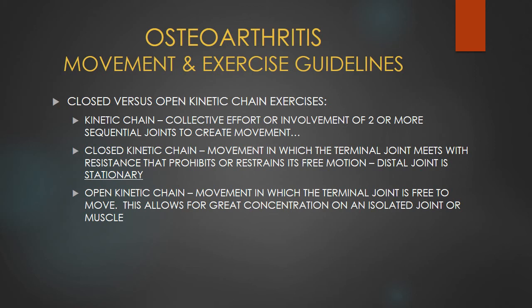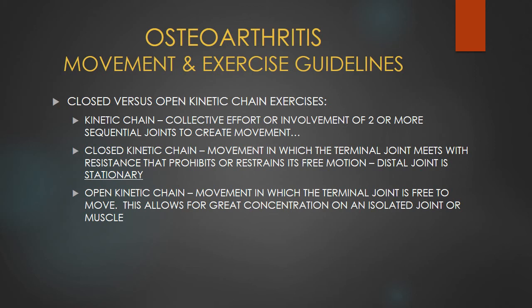And any alteration of any one of those articulations disrupts the function of the kinetic chain and creates more stress on one or more sequential joints in the chain. Well, when we refer to a closed kinetic chain, we mean that the terminal joint is stationary, or that the terminal joint is where the majority of the resistance or the restriction to motion occurs. Typically, we think of closed kinetic chain activities as those activities wherein the distal joint is stationary.